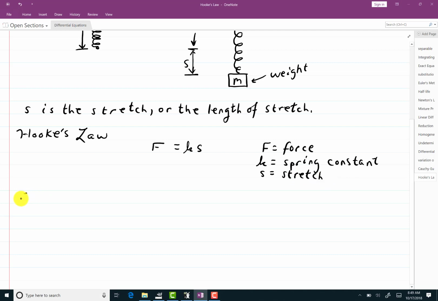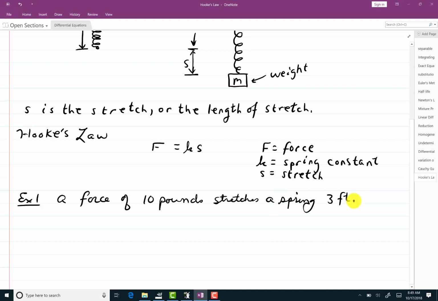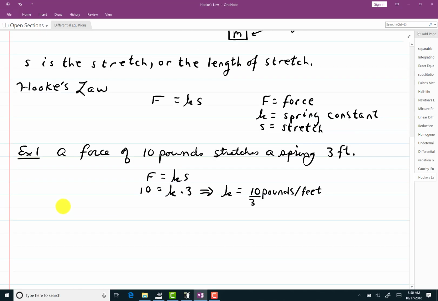So, for example, a force of 10 pounds stretches a spring 3 feet. So according to this, the force equals Ks. Weight is the force, 10 pounds. K, of course, is my constant that I don't know. And then S, the amount of stretch, is 3 feet. So this tells me that K equals 10 pounds divided by 3 feet. So 10/3 pounds per foot is the spring constant in this particular case.